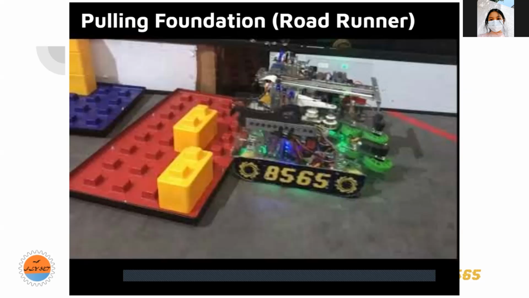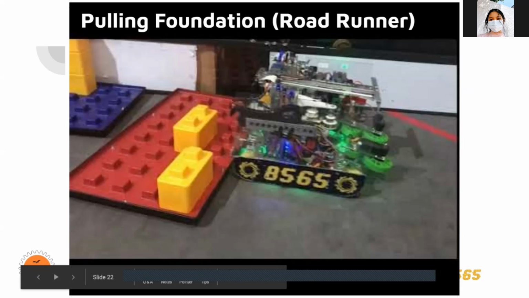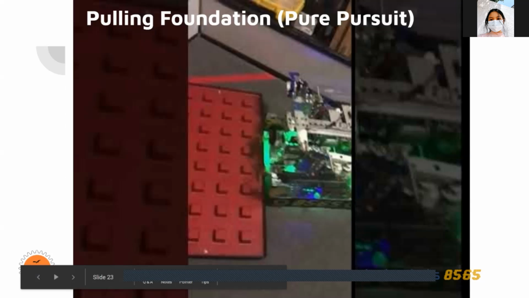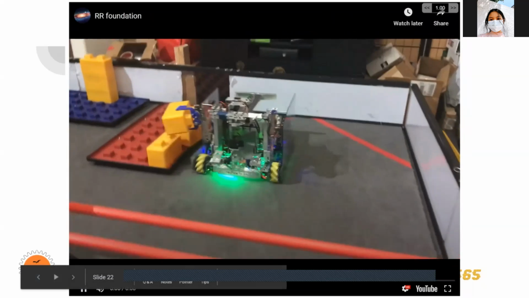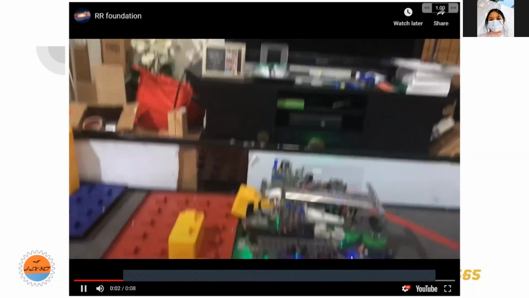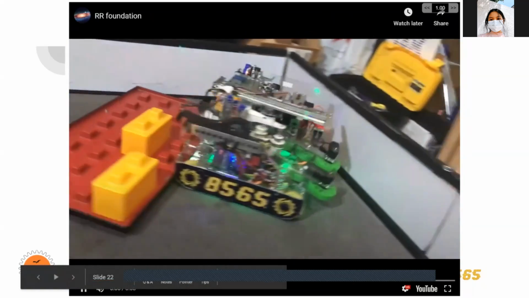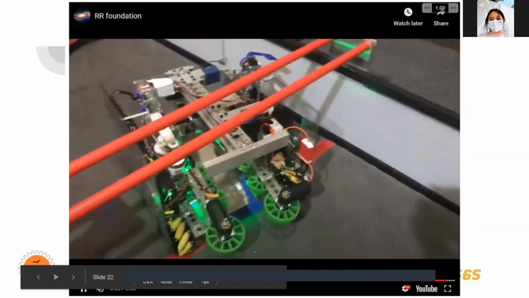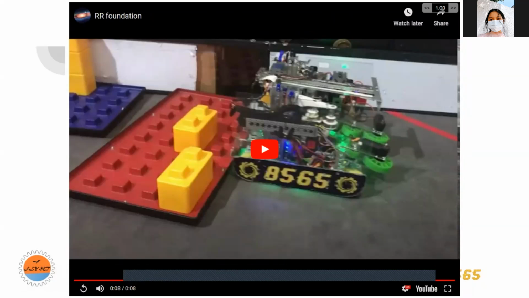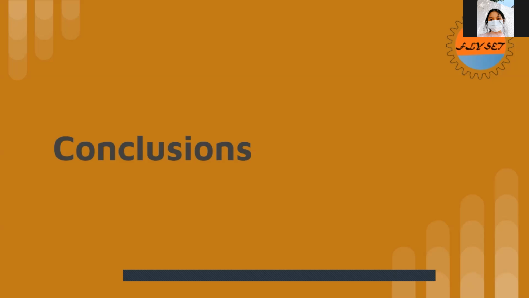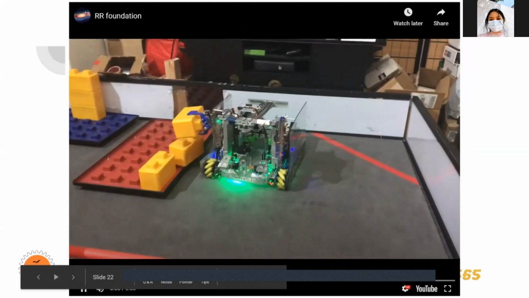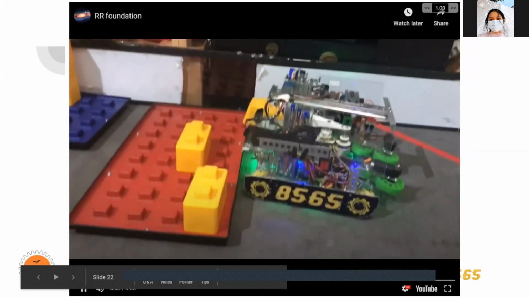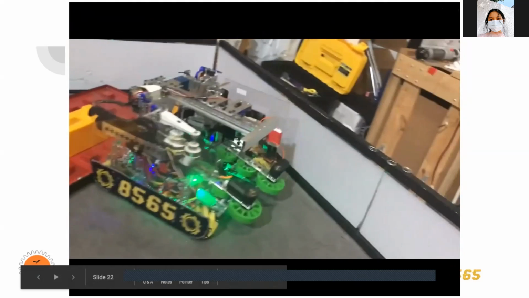So here's Roadrunner pulling the foundation. All right, as you can see, it pulled it with relative ease. It pulled it with a smooth curve because Roadrunner naturally works with splines. Near the turning part of the video, it's turning while moving. There's a ton of benefits.